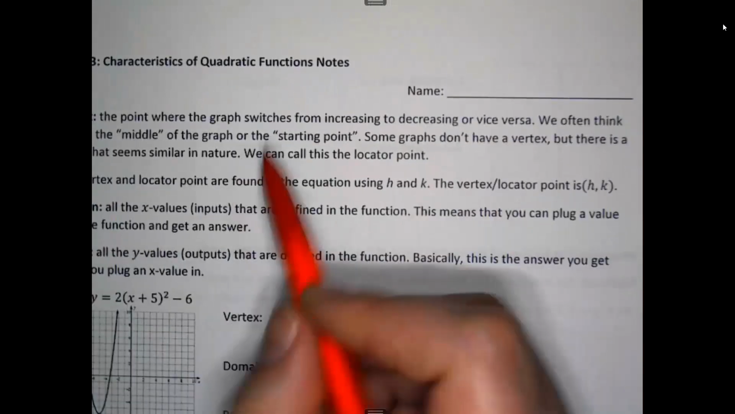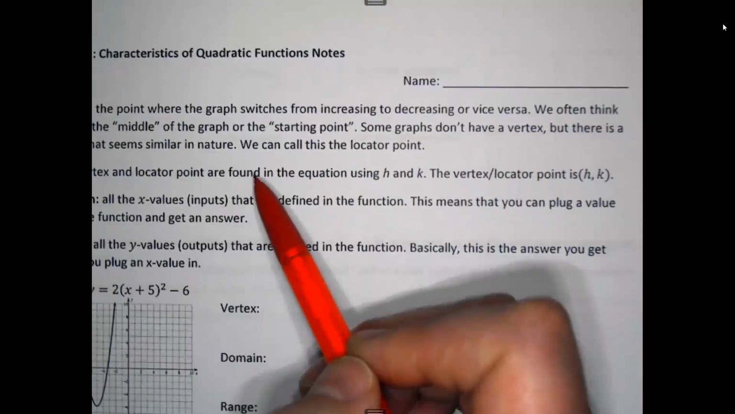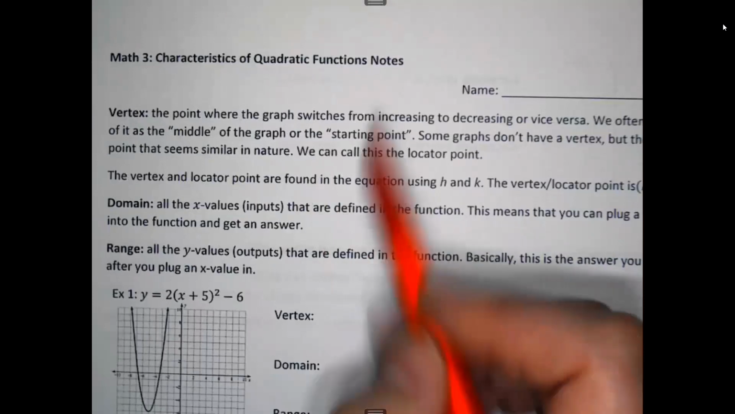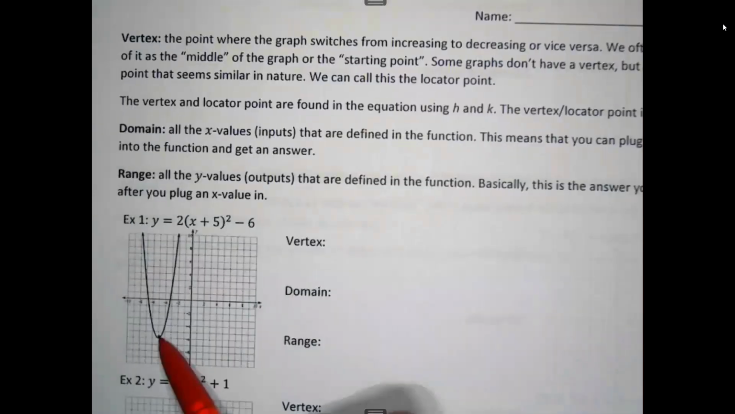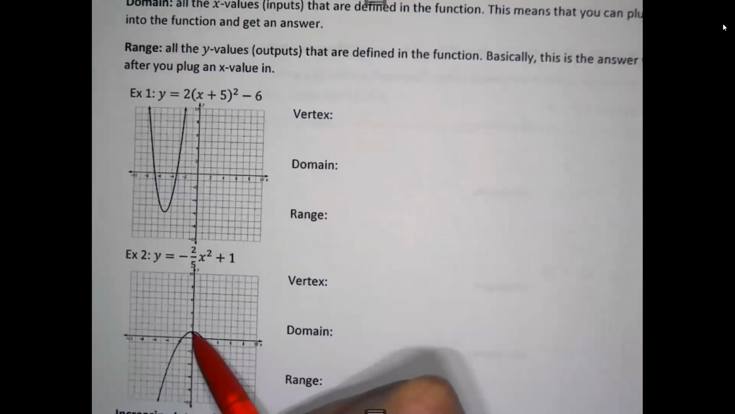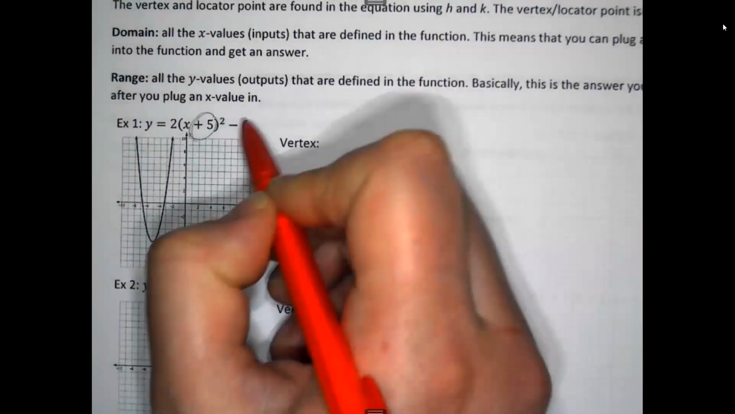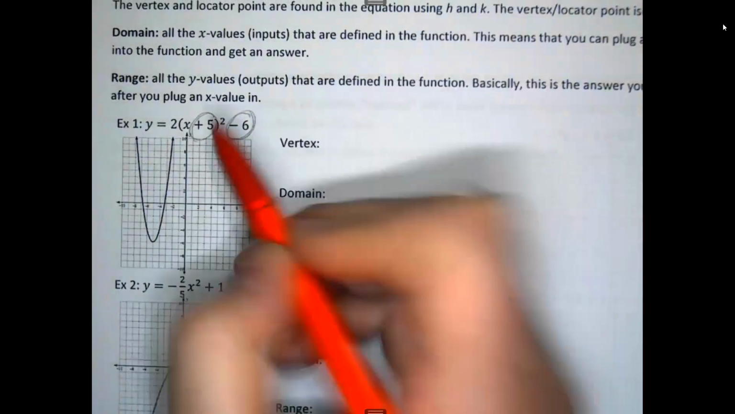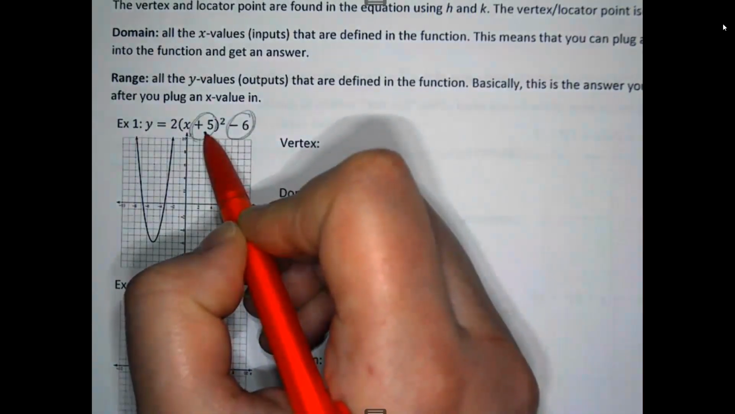All right, so we have the vertex is the point where the graph switches from increasing to decreasing or vice versa. We know that the vertex is kind of like this point right down here or this point right up here. And we know that we can find the vertex by looking at these numbers right here. It's the opposite of the number inside the function.